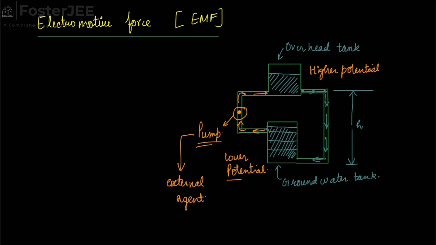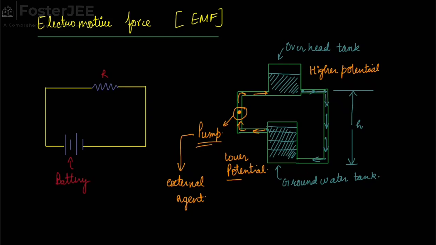Coming to the electrical circuits, suppose we have an electrical circuit like this, where this is the resistance R and this is a battery. This is the symbol of battery first of all. Now, this longer plate corresponds to higher potential and this smaller plate corresponds to negative potential. So if we remove the internal portions, then the longer end is at high potential and this part is at lower potential.